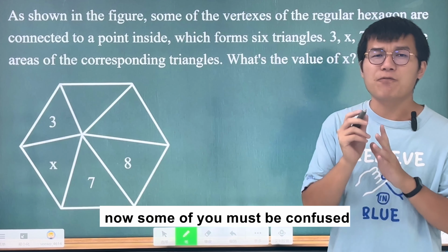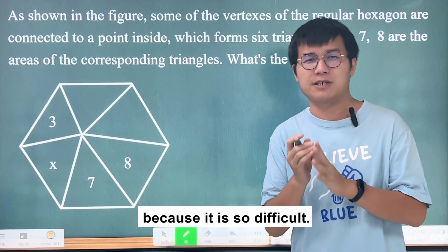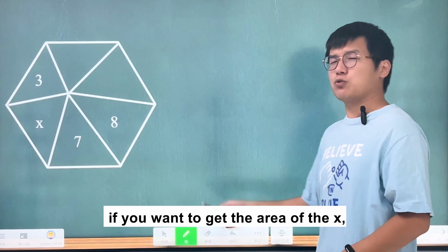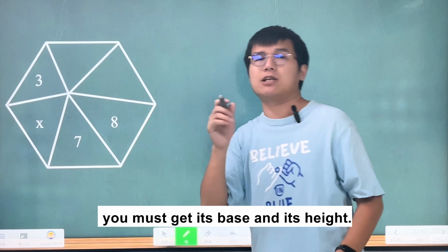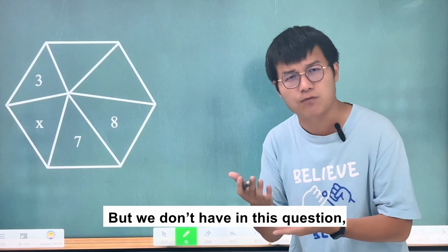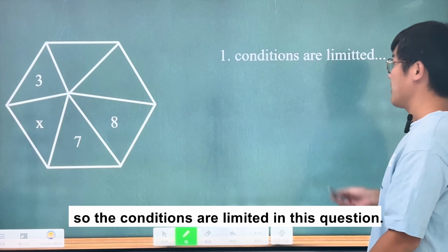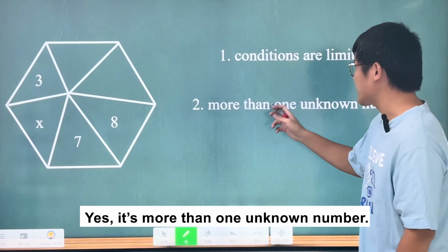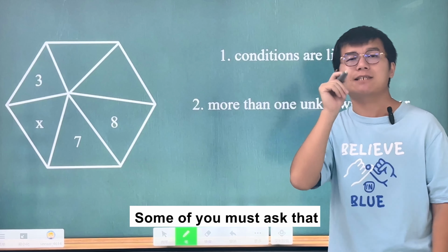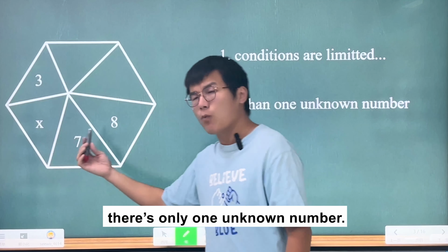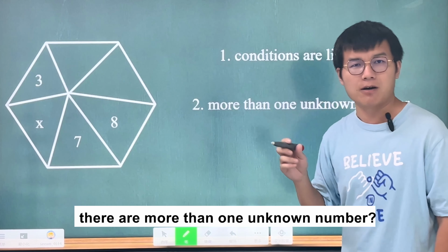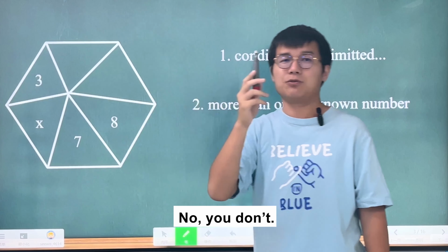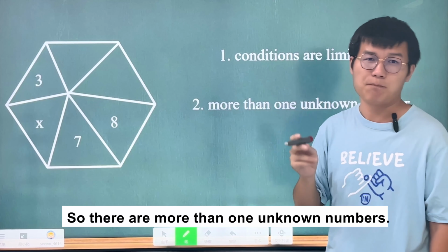Okay, now some of you must be confused at the first sight of the question because it is so difficult. But don't worry. Now let's see. If you want to get the area of the x, you must get its base and its height. But we don't have them in this question, so the conditions are limited. And the second difficulty is what? Yes, it's more than one unknown number. Some of you must ask, there's only one unknown number, why did you say there are more than one? Now I will ask you a question. Do you know the area of these 2 triangles? No, you don't. So there are more than one unknown numbers.